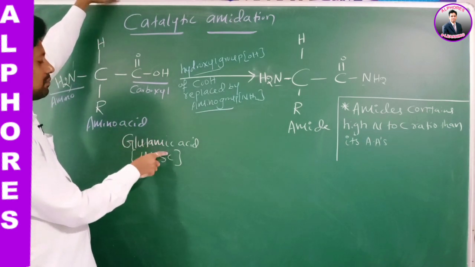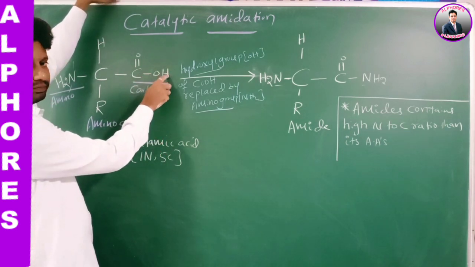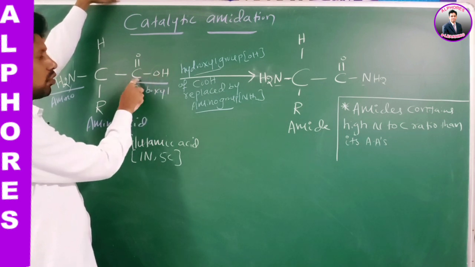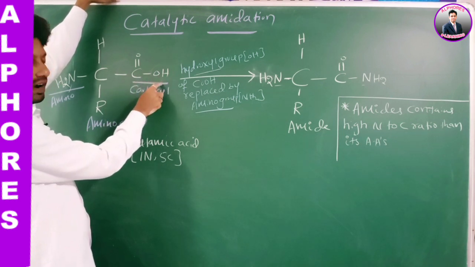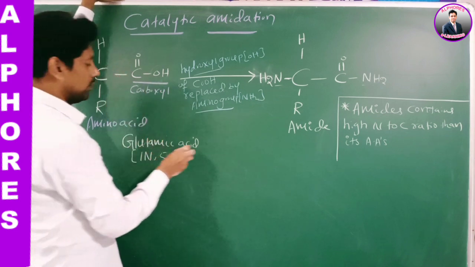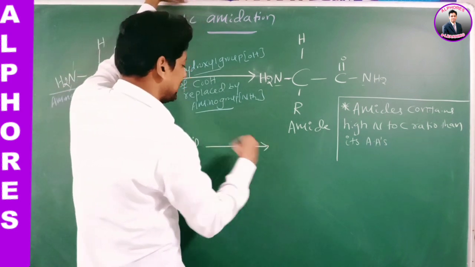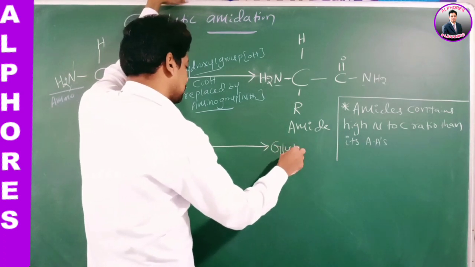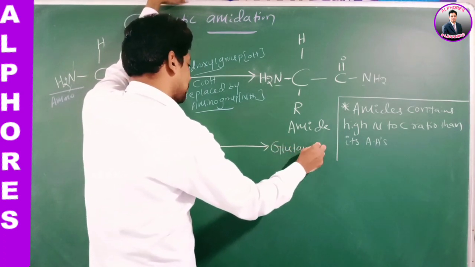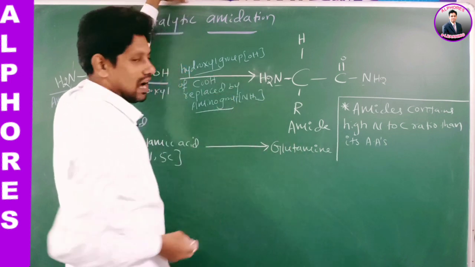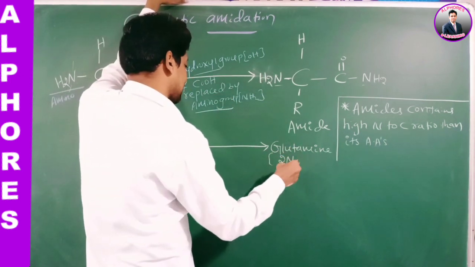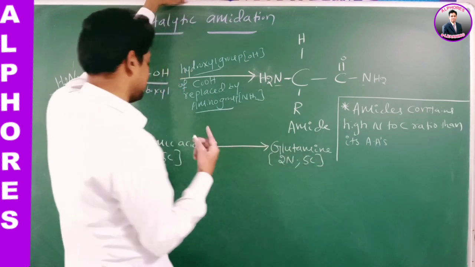It means glutamic acid contains the OH of COOH. This OH of COOH is replaced by what, sir? Replaced by an amino group. Then what is formed? An amide is formed. What is the name of that amide? Glutamine. This glutamine contains 2 nitrogens and 5 carbons.